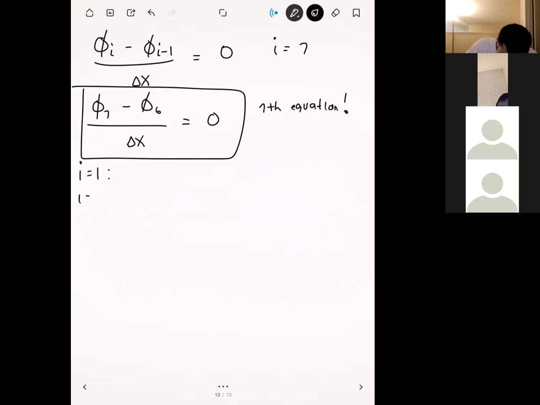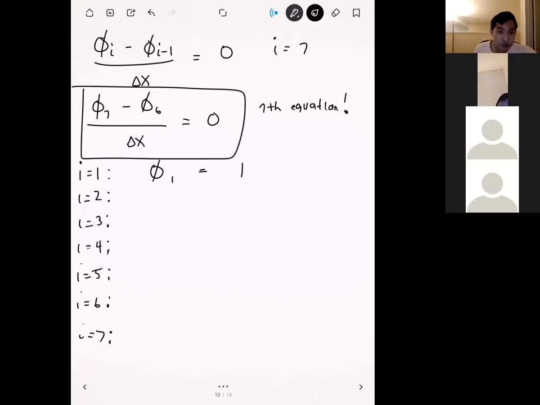So we have i equal to 1, then i equal to 2, i equal to 3, i equal to 4, i equal to 5, i equal to 6, and i equal to 7. Now let's write down all of our equations. At i equal to 1, we had our Dirichlet boundary condition, which says that phi 1 is equal to 1.